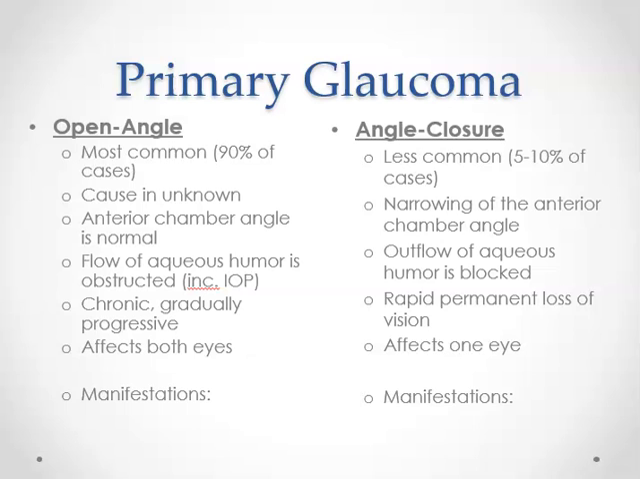The anterior chamber angle is going to be normal with these patients. Manifestations of this: it's going to be painless with a gradual loss of visual fields, loss of peripheral vision. So with the gradual onset of this, sometimes these patients are quite unaware of what's going on, and it's typically going to be detected during a routine vision exam. It's progressive, chronic, and is going to affect both eyes.